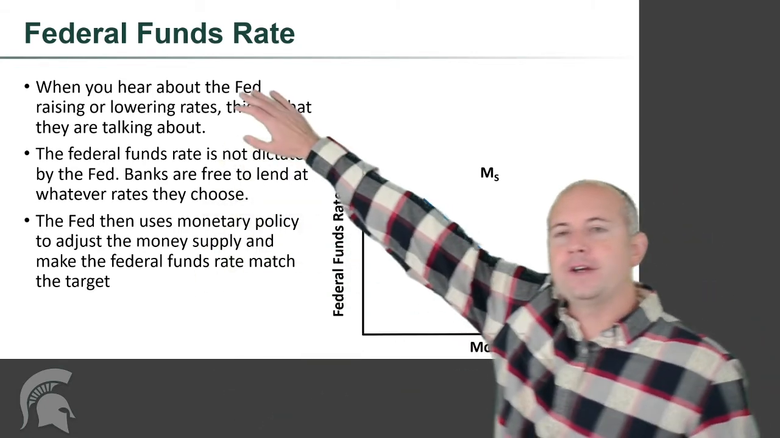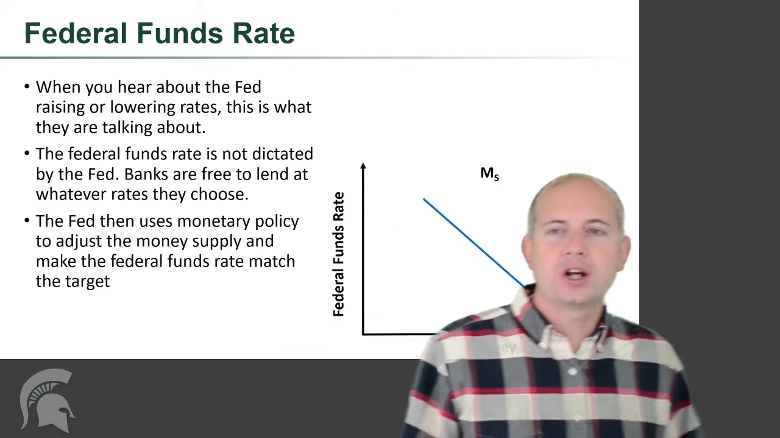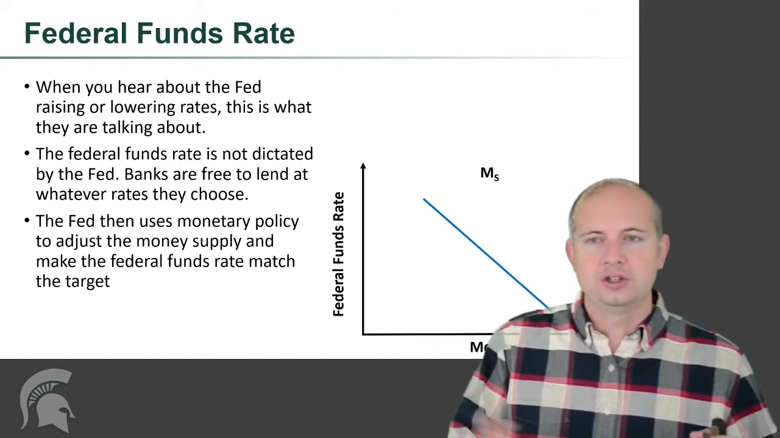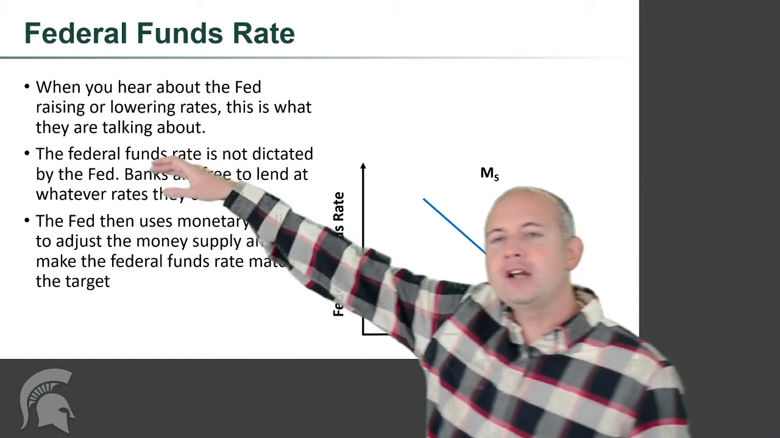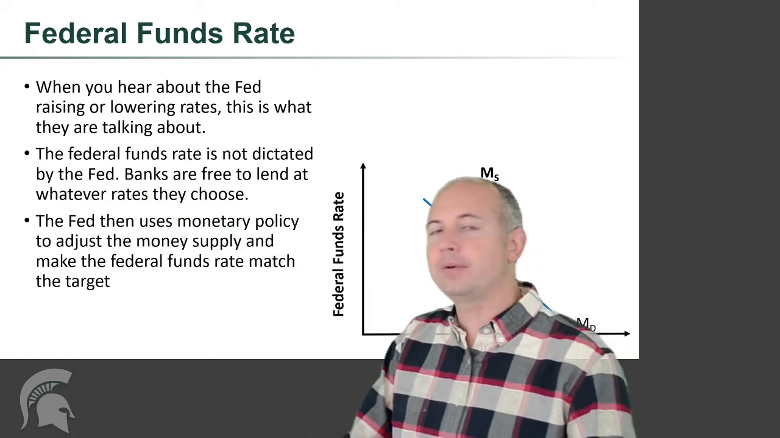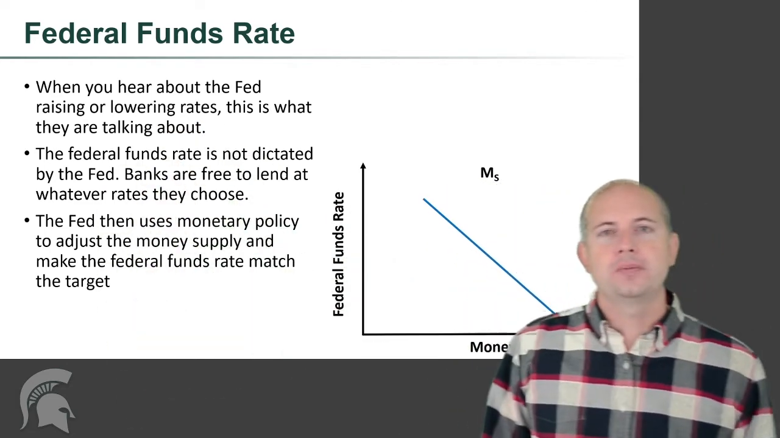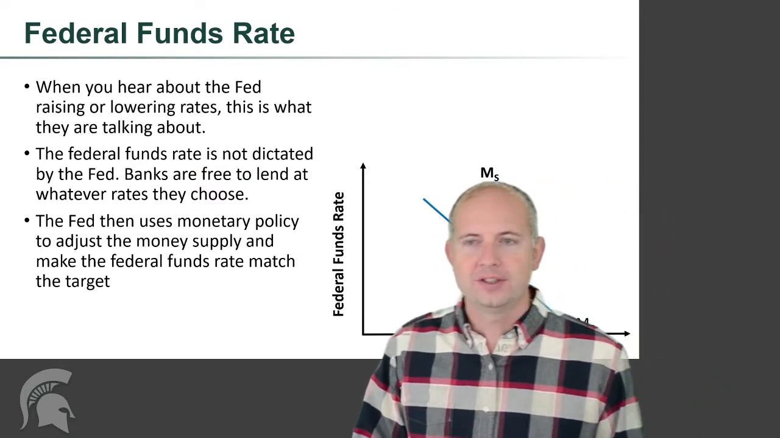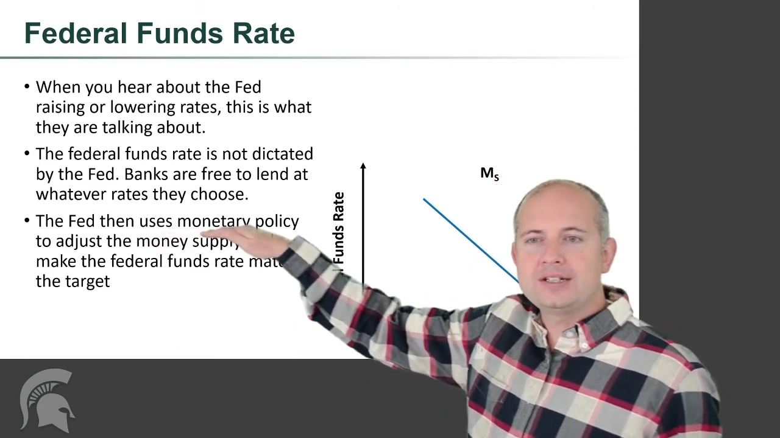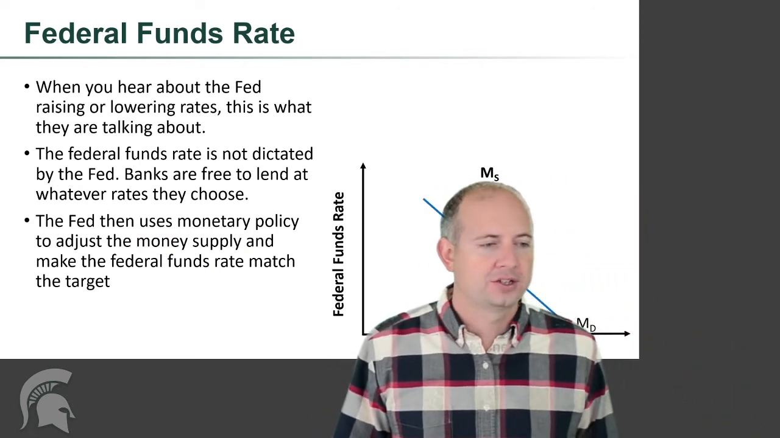So the first is the federal funds rate. When you hear about the Fed raising or lowering rates, this is what they're talking about, the rate that banks use when they lend to each other. Now, it's important to note, the federal funds rate, like I said, is not dictated by the Fed. The banks are free to lend at whatever rates they choose. So when the Fed talks about raising or lowering rates, the term they'll use is that they have a target interest rate. This is what they want banks to charge each other. The Fed then uses monetary policy to adjust the money supply and make the federal funds rate match the target.